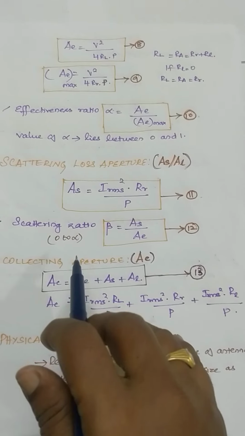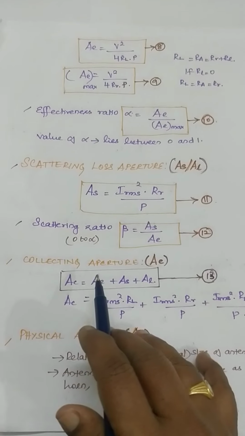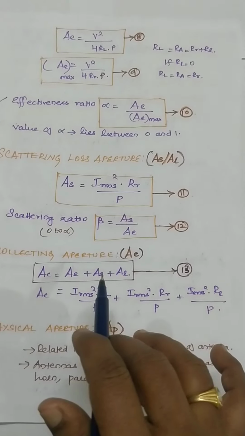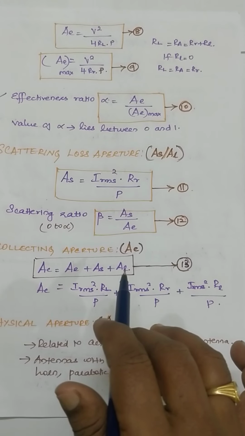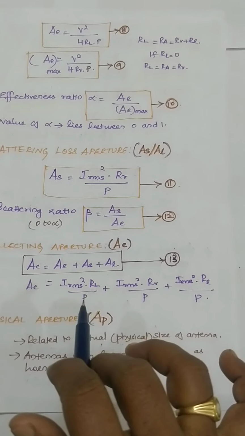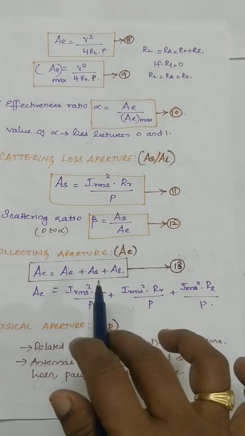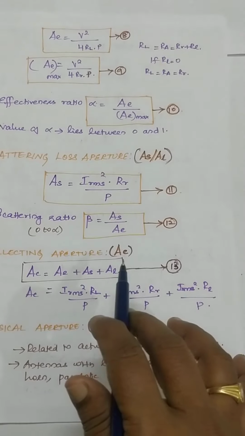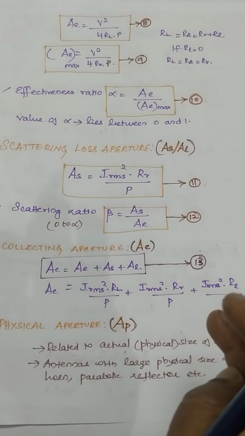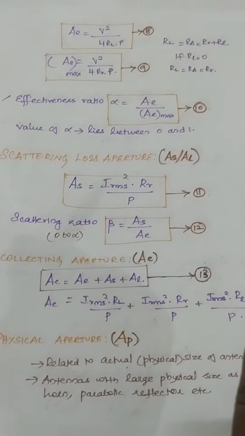The next aperture is the collecting aperture, denoted by AC, which is the sum of AE, AS, AL. We know AE is the effective aperture, AS is the scattering aperture, AL is the loss aperture. In the basic equation of AE, we have IRMS square RL divided by P. In the place of RL, I am replacing RR for AS. In the place of RL, I am replacing small rl in the place of AL. So this gives the collecting aperture. So we have seen maximum aperture, effective aperture, scattering and loss aperture, and collecting aperture.